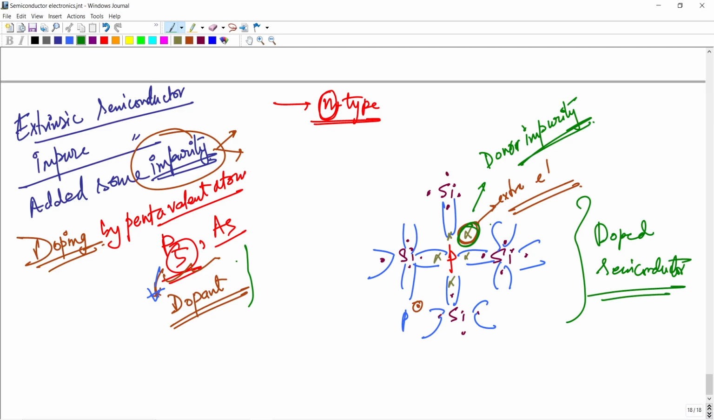Here we get a huge number of electrons. There are two types of charge carrier, electron and hole. Here we see that the electron is the majority charge carrier.